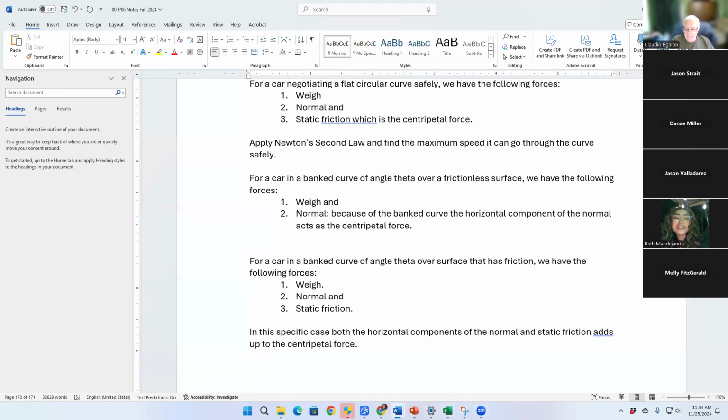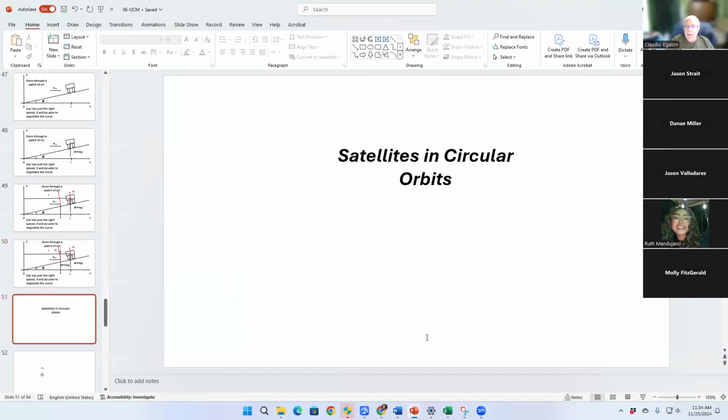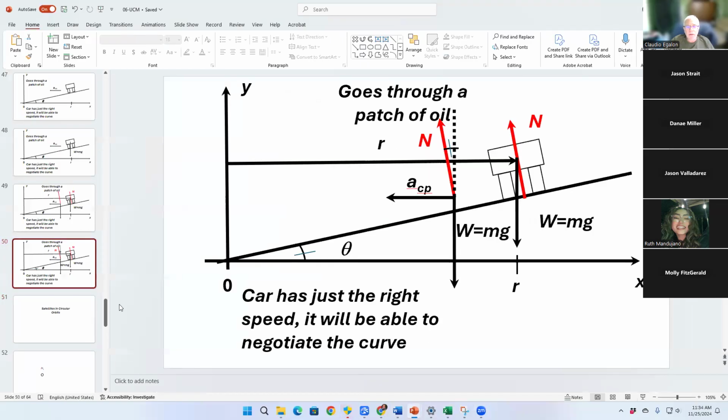Okay. Did I illustrate that? Let's see. No, I didn't illustrate that. But you can think about the force of static friction here, either downhill or uphill, depending on the velocity of the car, okay?